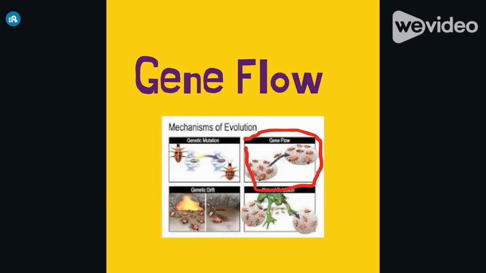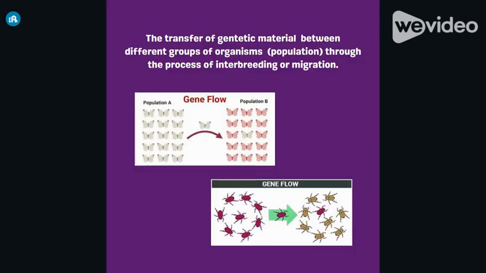Now let's go over gene flow. Gene flow is the transfer of genetic material between different groups of organisms through the process of interbreeding or migration. As we can see, we have population A, which then went into population B, showing how that white cell from population A will now always be in population B due to gene flow.